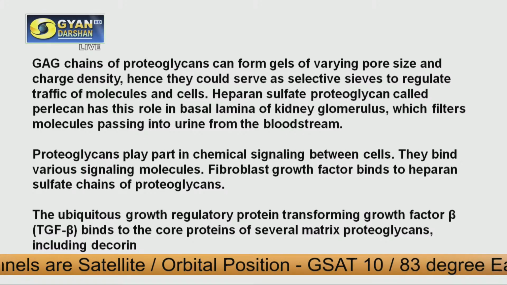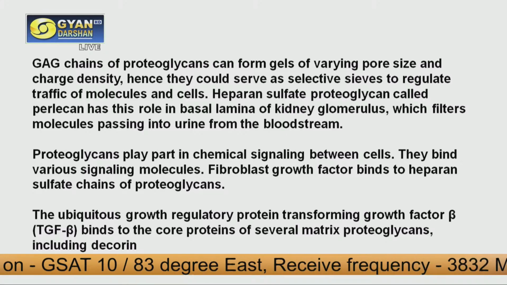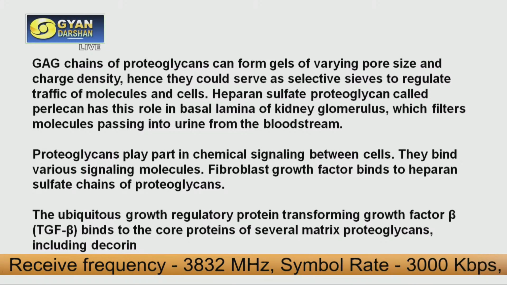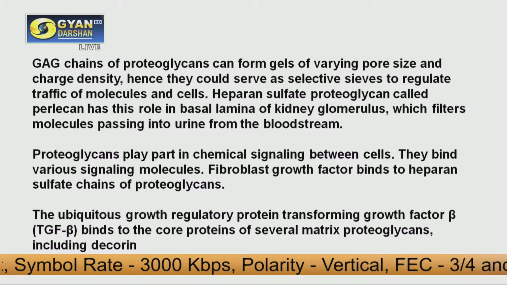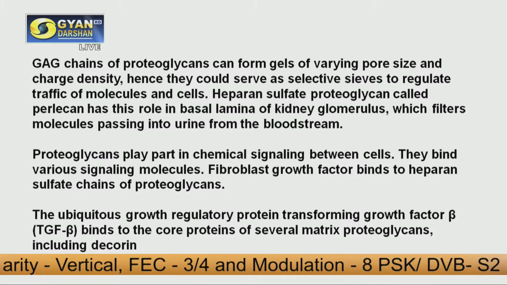They bind various signaling molecules. And the third point, the ubiquitous growth regulatory protein transforming growth factor beta, which in short we call TGF beta, binds to the core protein of several matrix proteoglycans including decorin. So from these points you can well understand that the proteoglycans or the glycosaminoglycans have a major role to play also in the cell signaling or the chemical signaling process of a cell.